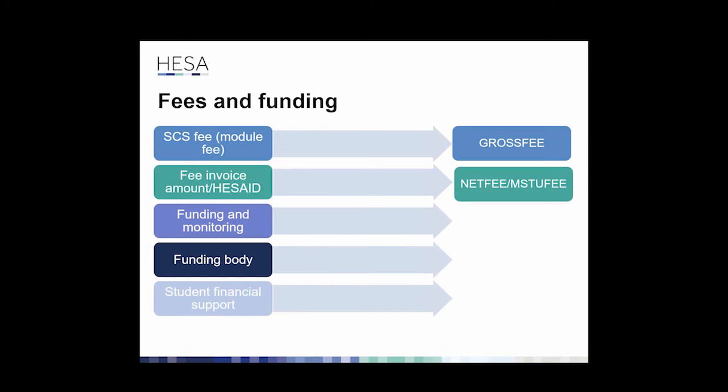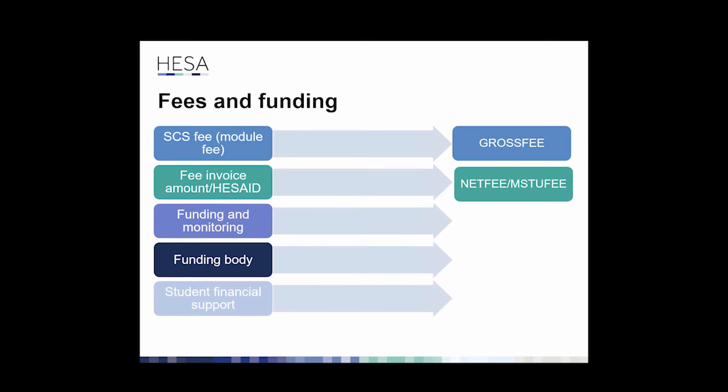And we also have a HESA ID associated with that fee invoice amount. So that is recording the organisation or the source of the tuition fees. So that might be that the student is paying them themselves. It might be that they're getting the funds from the student loans company or another body. So we're recording the fee they're charged and some information about the source of that fee.